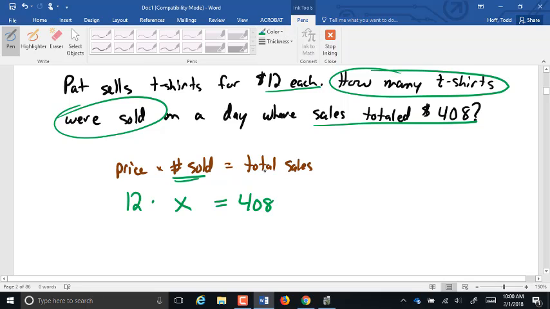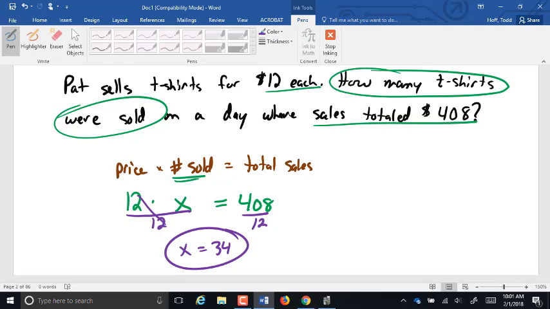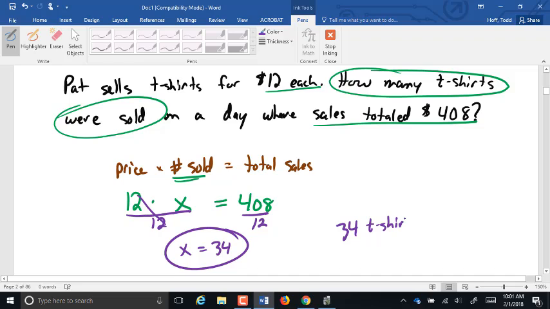I knew we had to have the total sales because we already put X in for the number sold. We can only have one missing number. We don't know how to solve an equation with two missing numbers. So now we have 12 times X equals 408. We'll solve it by dividing by 12. So X equals, is that 34? So make sure we answer the question. There were 34 t-shirts sold.